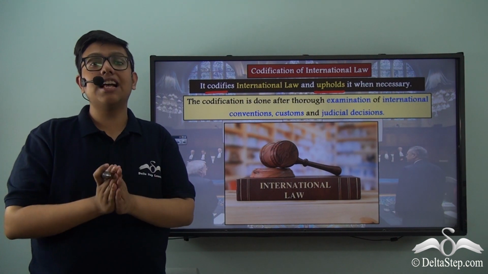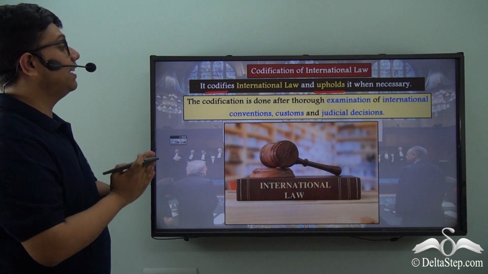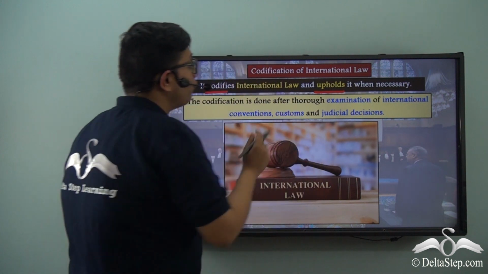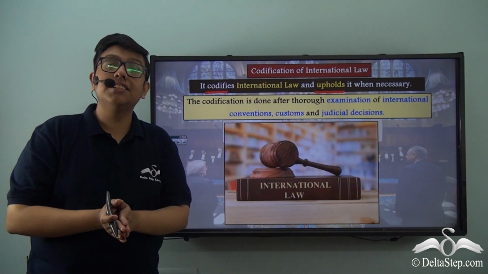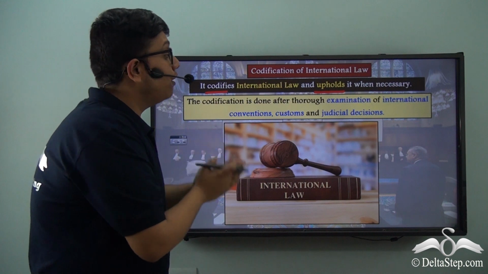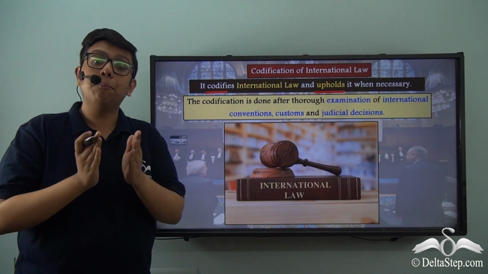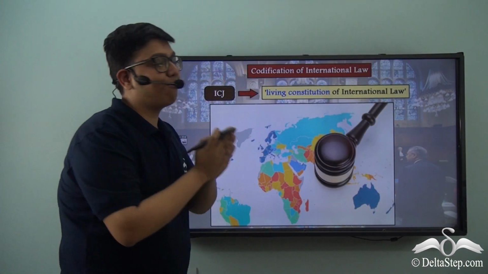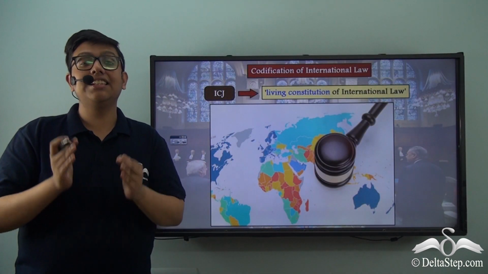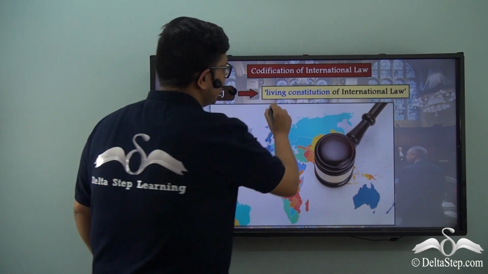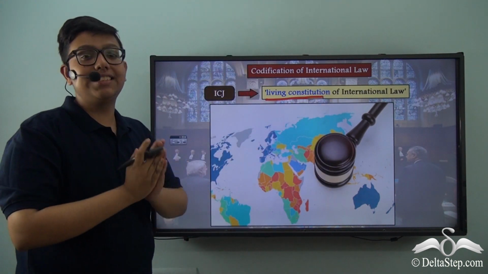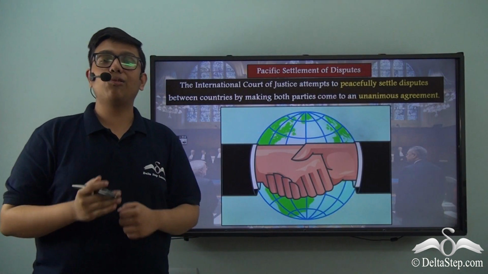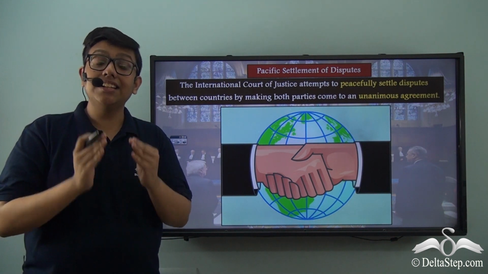Now, how does the International Court of Justice really codify the international law? This codification is done after thorough examination of international conventions, customs, and also by looking at various past judicial decisions pertaining to international law. This function of the International Court of Justice often earns it the nickname of the living constitution of international law itself.